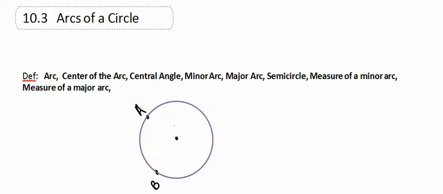The center of the arc is just basically what the center of the circle is. It connects the 2 points of the arc to the center. The central angle is an angle whose vertex is at the center of the circle. So this would be central angle AXB.